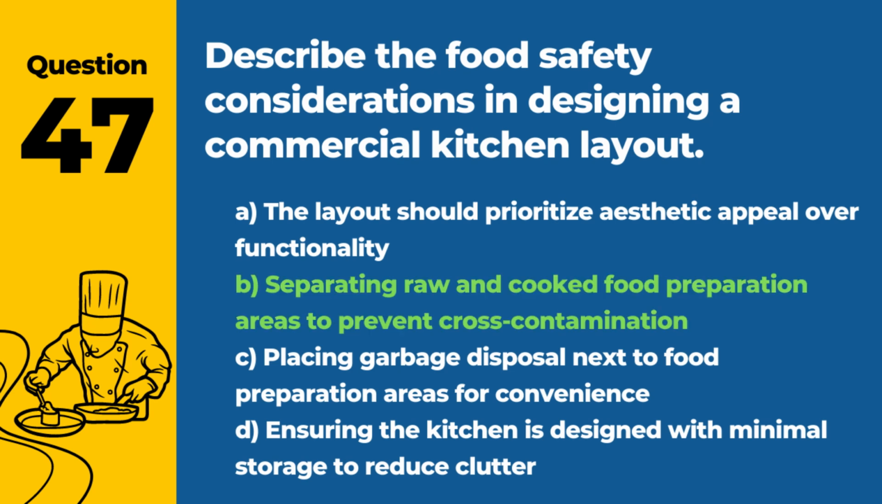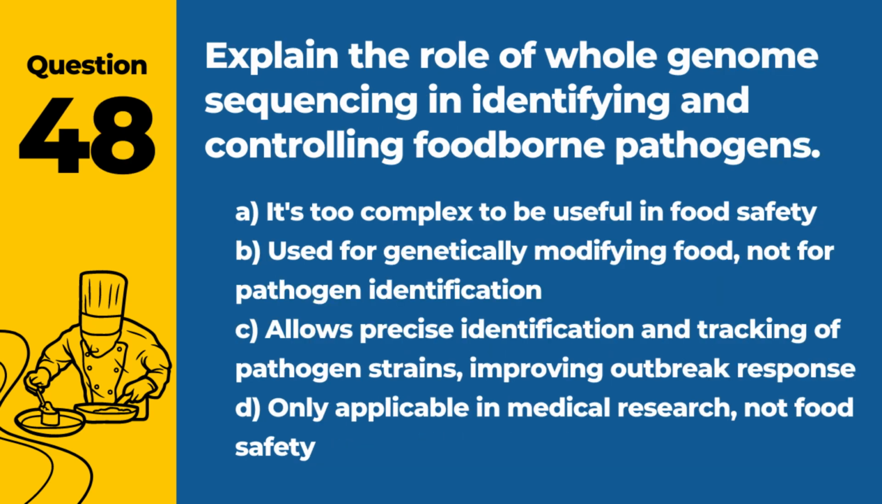Answer B. Separating raw and cooked food preparation areas to prevent cross-contamination. A well-designed kitchen layout is crucial for food safety, incorporating features like separated areas to minimize the risk of cross-contamination. Question 48. Explain the role of whole genome sequencing in identifying and controlling foodborne pathogens.